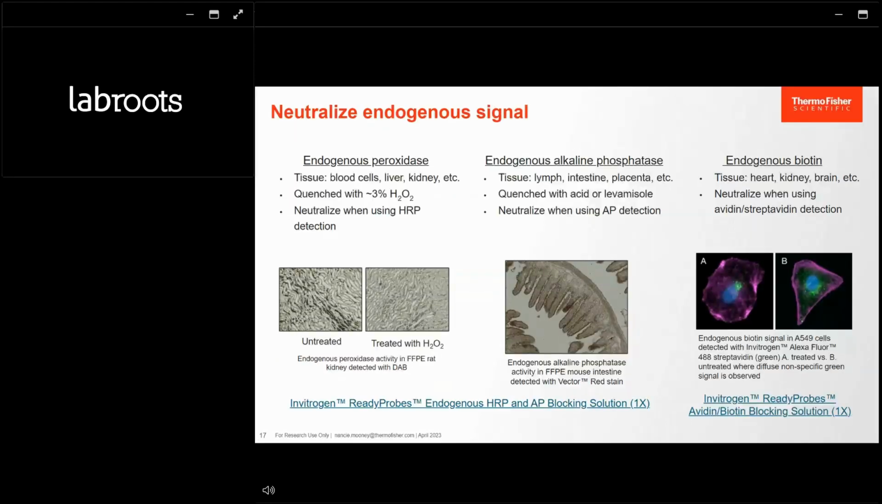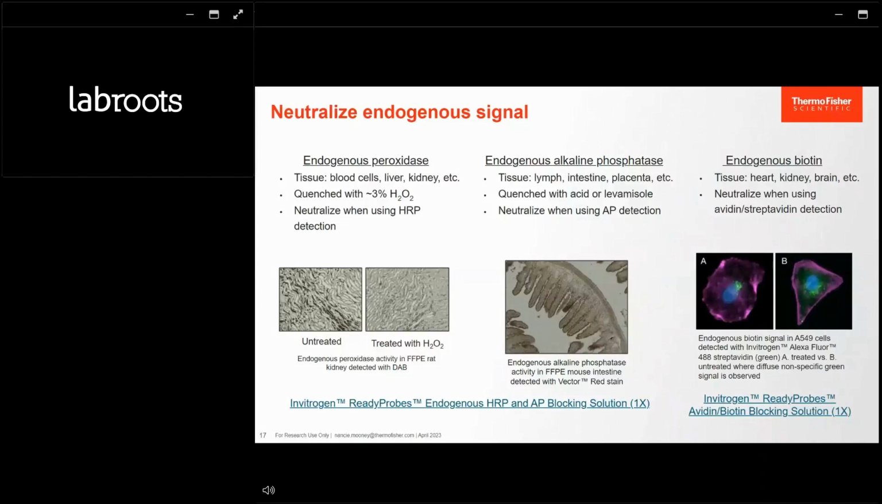So, as I mentioned earlier, there are endogenous signals in certain tissues that you'll want to account for if you're using specific signal amplification strategies. For example, if you're using secondary antibodies or any detection strategy that involves horseradish peroxidase, you want to make sure that you've quenched the endogenous peroxidase in your tissues. If you don't, you might end up with off-target signal from these endogenous enzymes. This can also happen with alkaline phosphatase, where you can quench them with acid or levamisole.